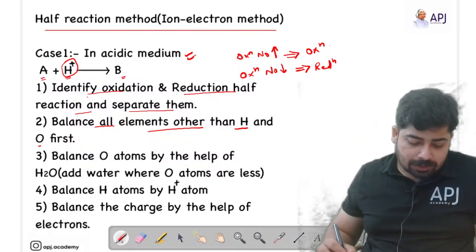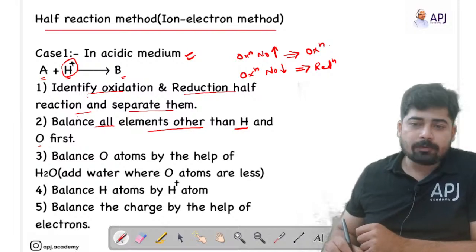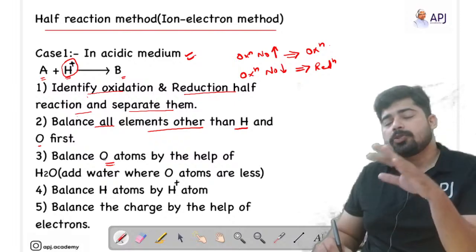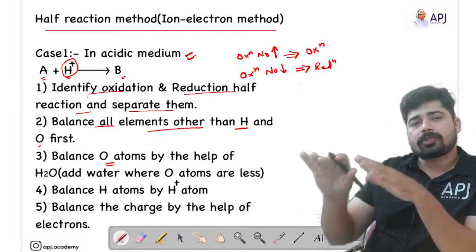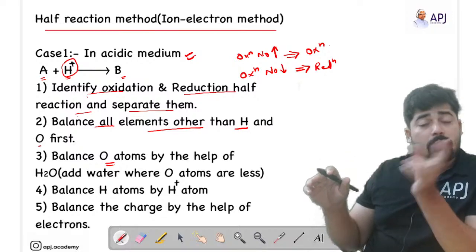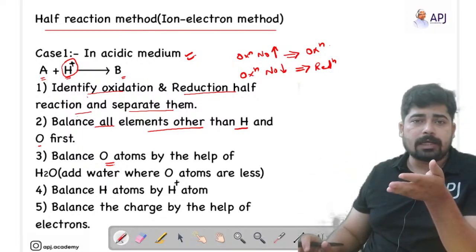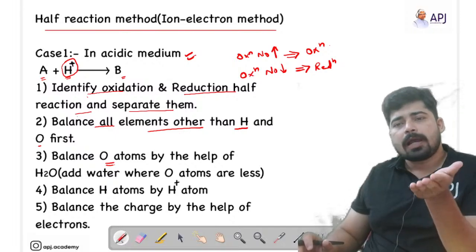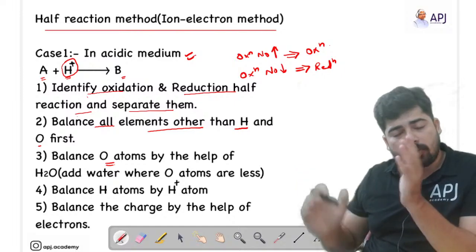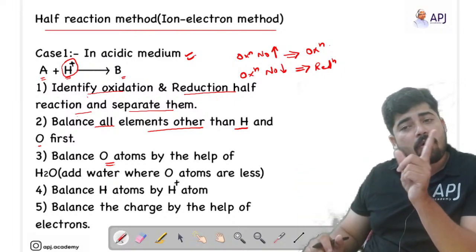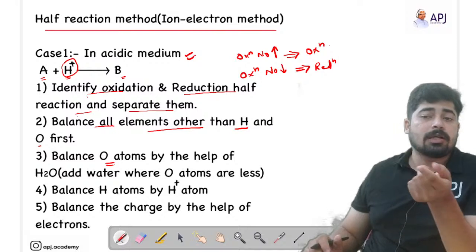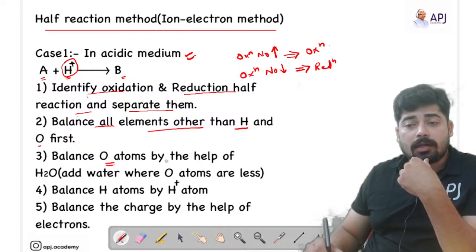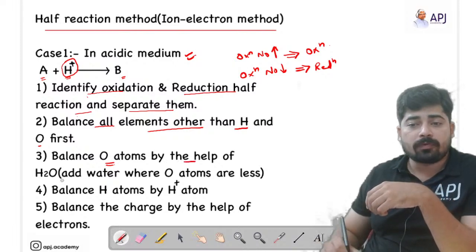Now coming to the third step, what is the third step? You have to balance the oxygen atoms. We have kept aside oxygen and hydrogen, and balanced all the other atoms, like carbon, nitrogen, and sulfur. After balancing all other elements except hydrogen and oxygen, now we have to balance oxygen. Now how to balance oxygen? Oxygen atoms are balanced with the help of water.